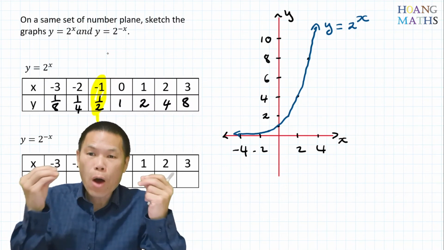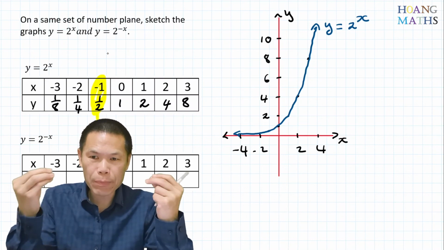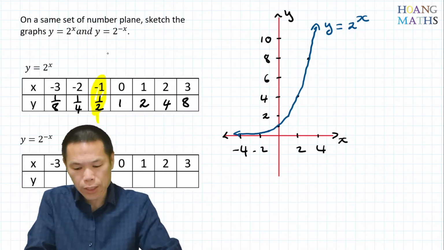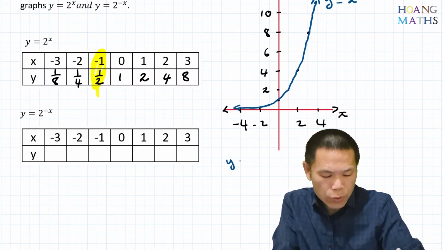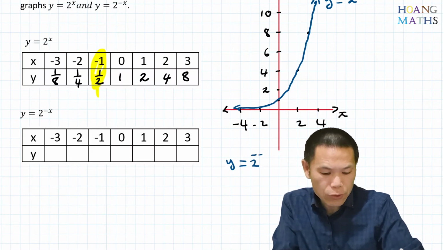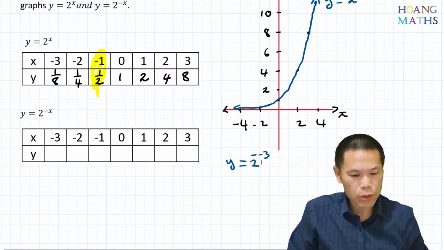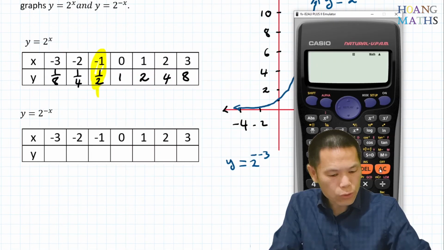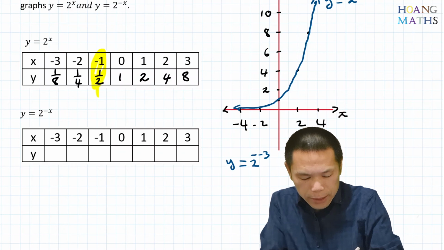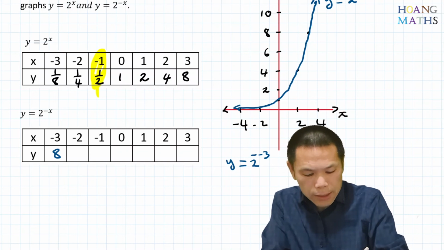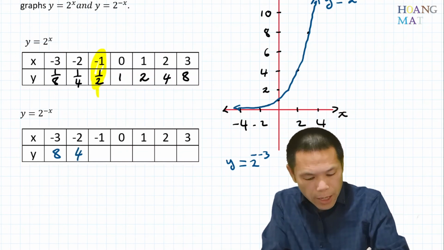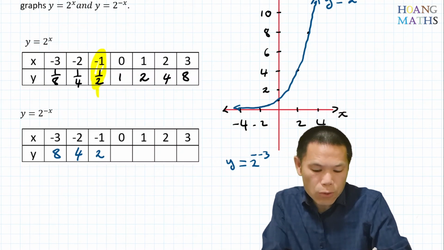And let's draw y equals 2 to the power of negative x. So same thing, we just substitute the values in first. So when x is equal to negative 3, we know that y will give me 2 to the power of negative 3. Should give me positive. So let me just put it in a calculator so you can see. So it's just 2 to the power of negative 3. So it should give you 8. There you go. So the answer is 8. And then you just keep on doing it like this, exactly the same process. So you should get 4 and 2 and 2 to the power of 0 is 1.